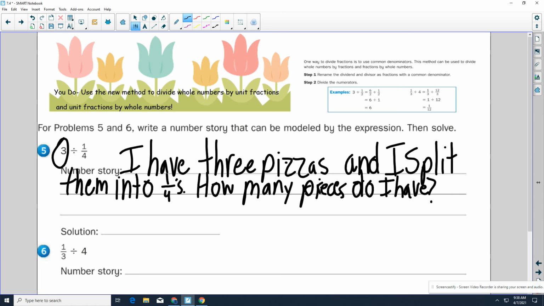So again, you want to think of something where you have 3 of it. You're splitting it into 4ths. And then you're going to give the actual solution. So you're going to do the actual calculations and tell me the answer to your number story.